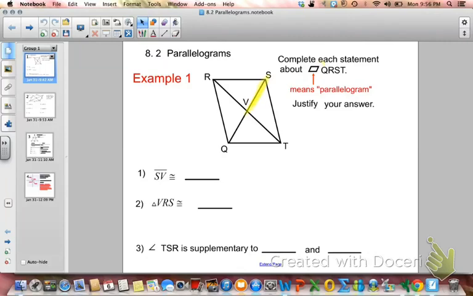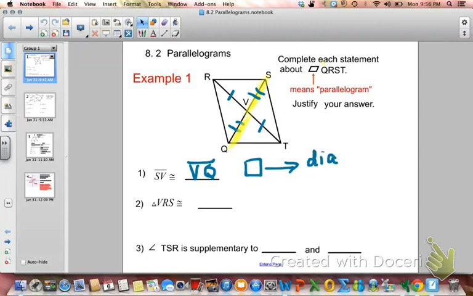Now remember that we learned that diagonals bisect each other in a parallelogram. We'll put some markings here on both of these. So if I wanted to know what was congruent to SV, we could say that VQ is the other half of the diagonal. So that's the segment that's going to be congruent to SV. So for a parallelogram, let's draw a little parallelogram symbol and an arrow.